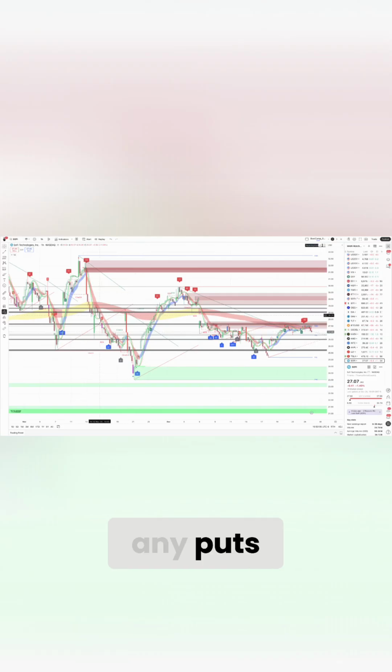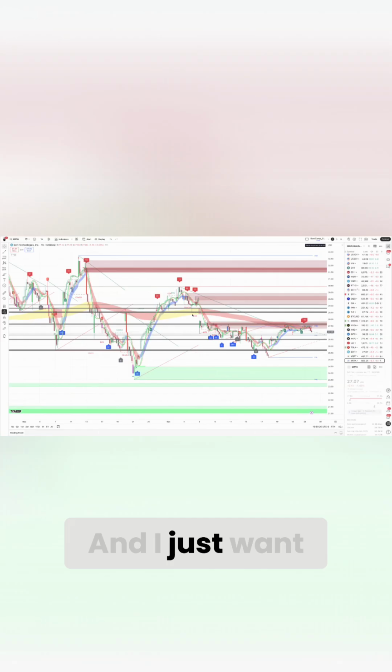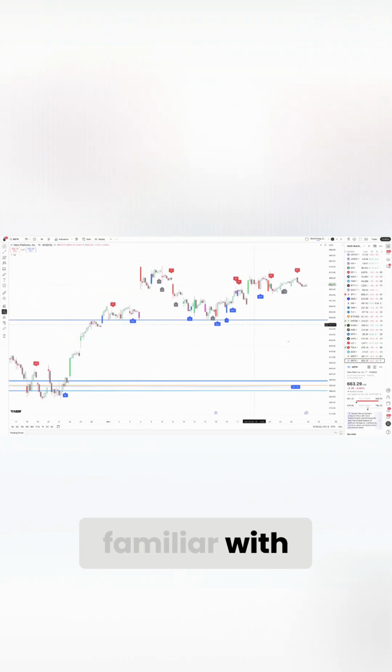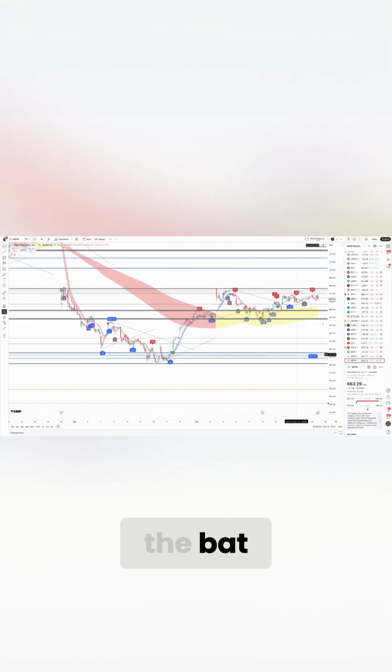If you're not playing any puts, but when this 200 cloud is red, especially on a 1 hour, 4 hour, 1 day, 1 week, the stock is in a bear trend. And so we see that. Let's go look at Meta for a second. And I just want to get you all familiar with what shows us the trend right off the bat.